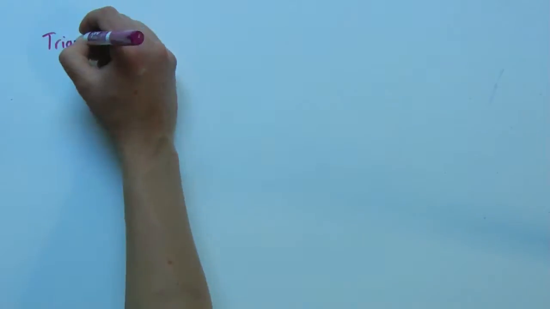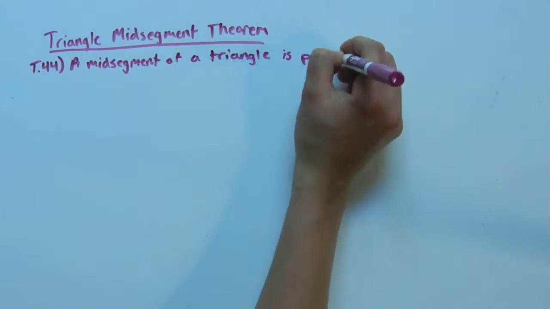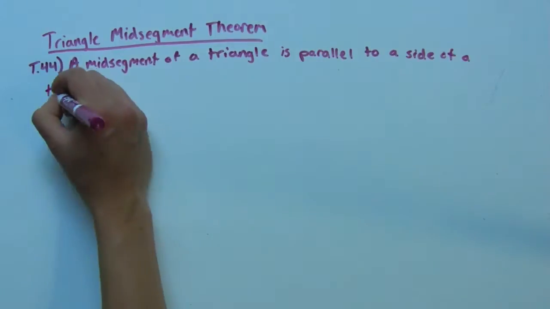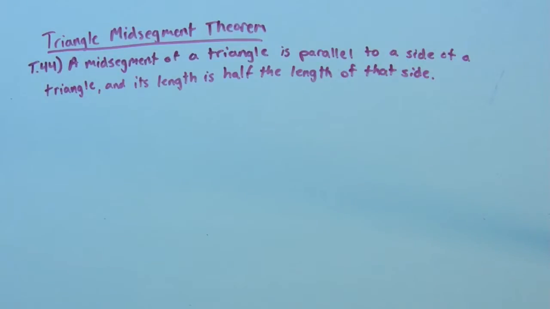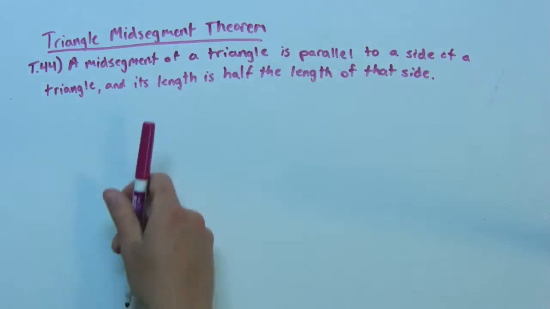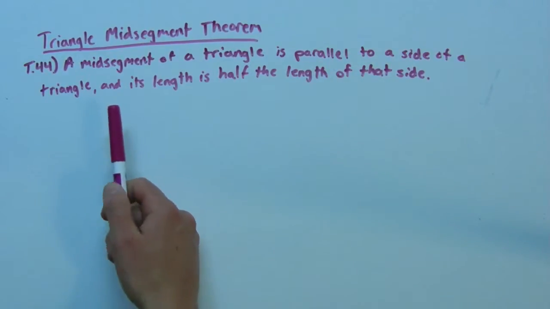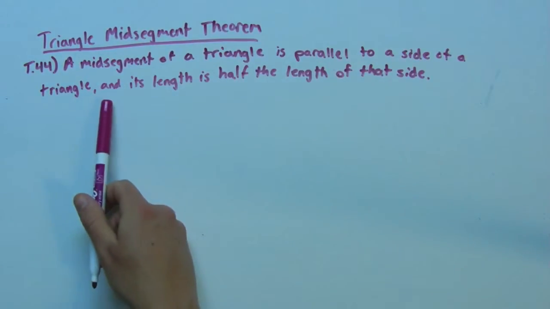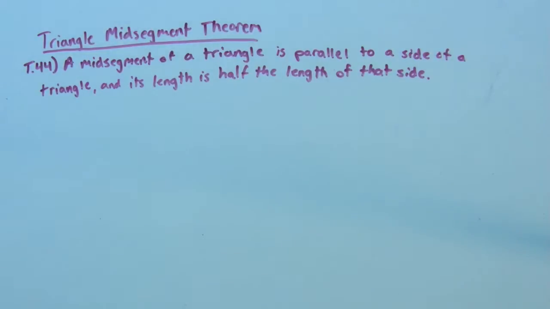In this lesson, we are going to go over the triangle midsegment theorem. The triangle midsegment theorem, T44, says a midsegment of a triangle is parallel to a side of a triangle, so one side of that triangle, and its length is half the length of that side.